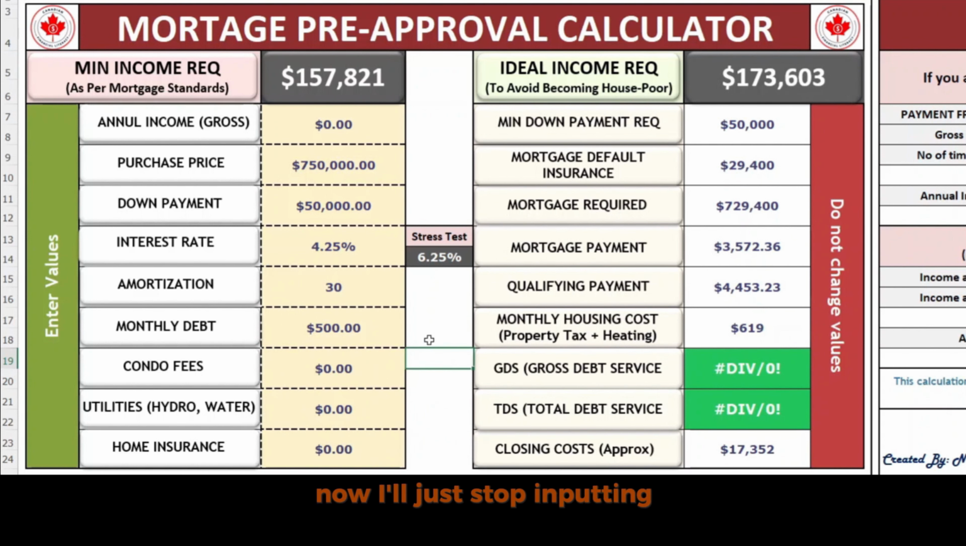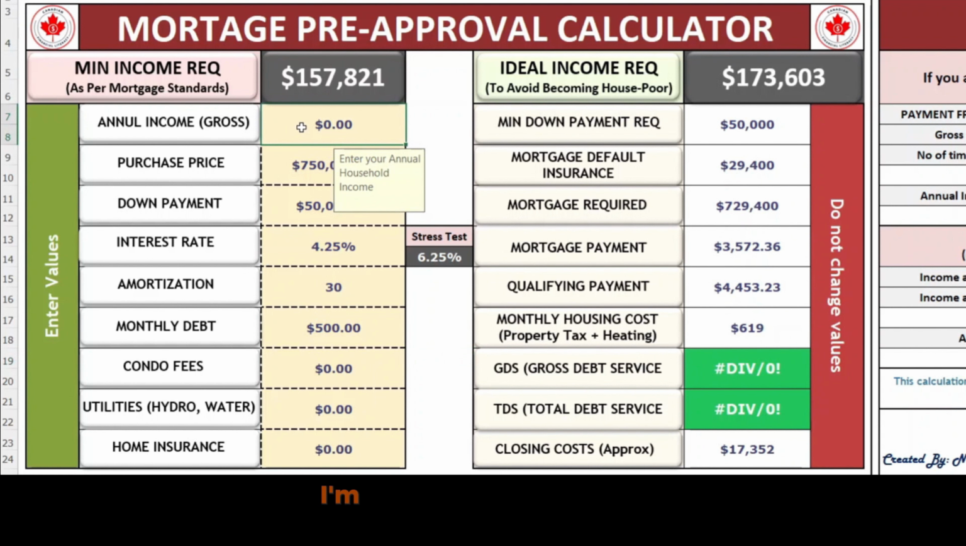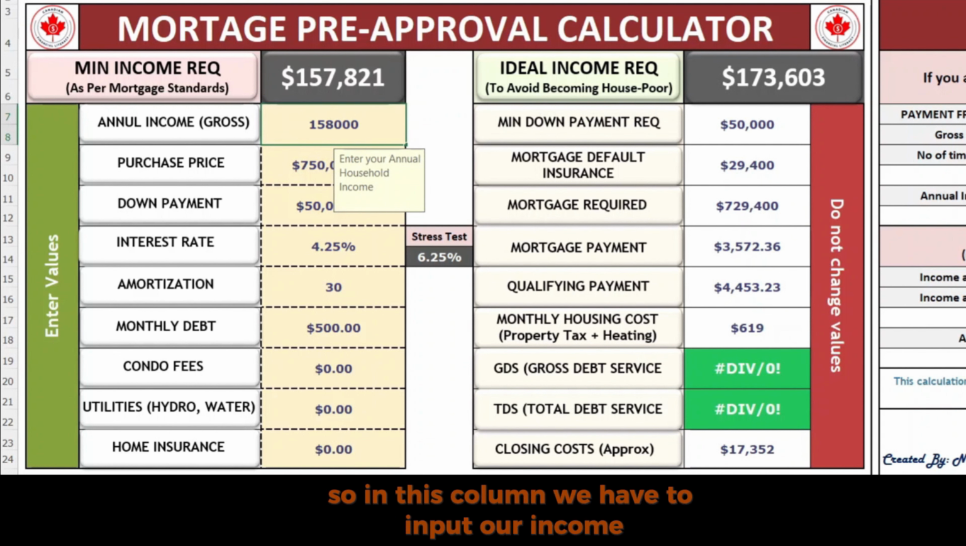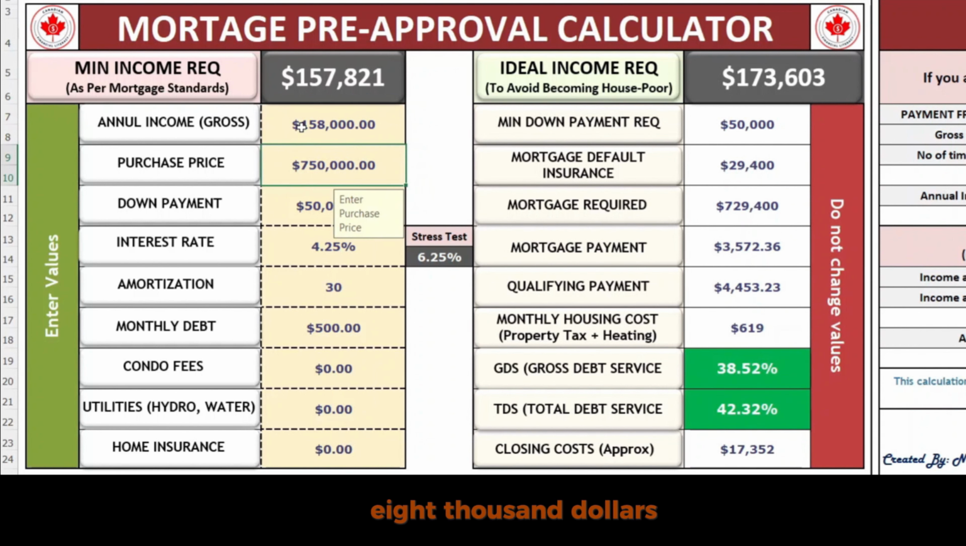Now I'll stop inputting values here. Based upon these inputs, the system is telling us the minimum income required as per mortgage rules to get approved for this mortgage of $729,400 with your debt payment: you need an annual income of $157,821. Let's assume that we are making the same amount. I'm rounding it off to $158,000. So in this column, we input our income, what we are making on an annual basis. So I'm putting $158,000.